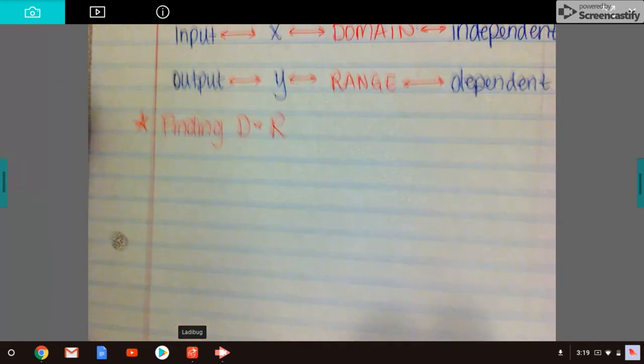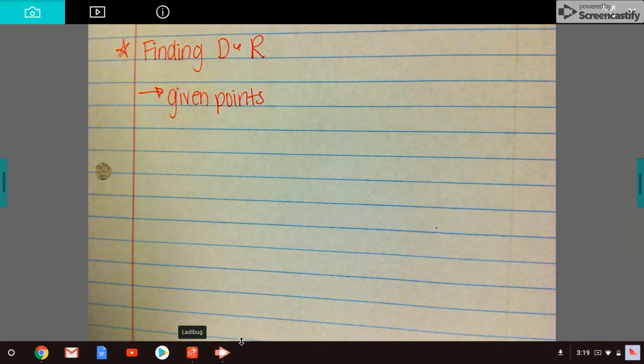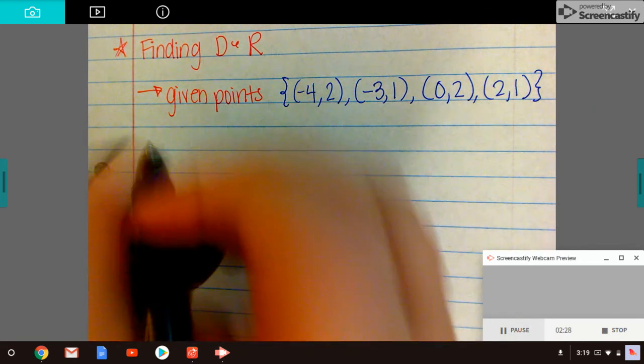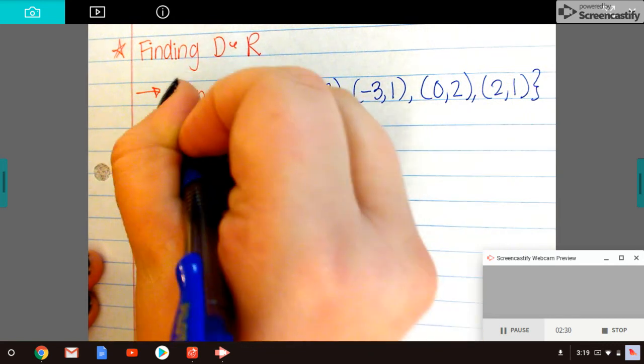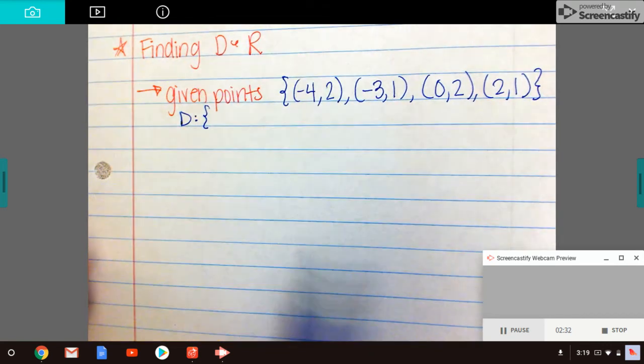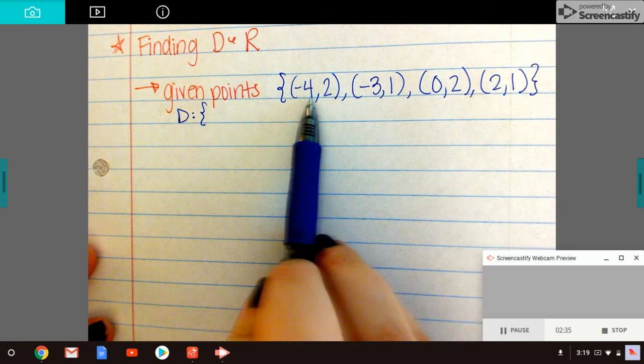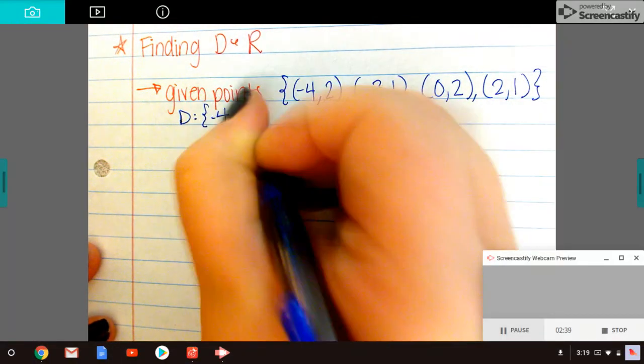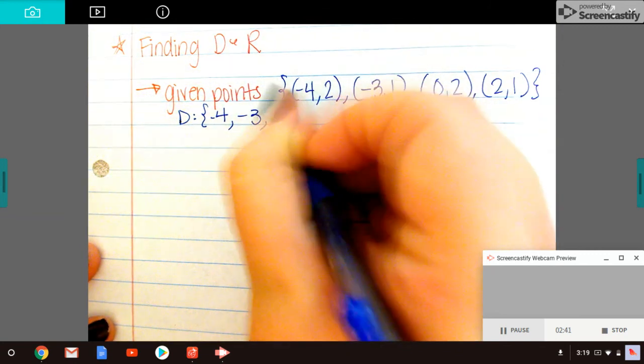So we're going to work on finding the domain and range a few different ways. The first way is if we are given points. So say I was given this set of points, and I was asked to find the domain and range. So what I can say is that the domain is the set of points that was input. So those are all of my x's. So I can just list those. I've got -4, -3, 0, and 2.